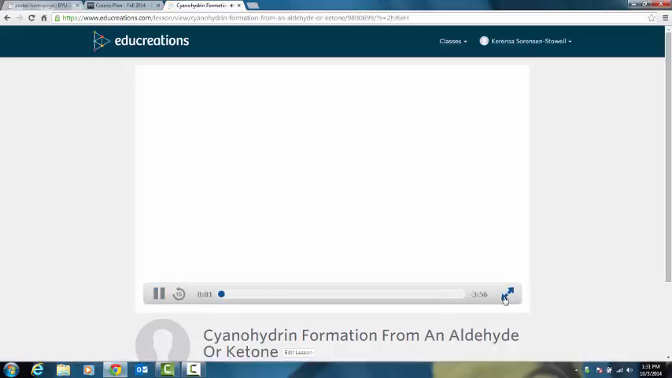We are going to look at the cyanohydrin formation from an aldehyde or a ketone. This is almost exactly the same mechanism as the base catalyzed hydration of an aldehyde or ketone. The only difference here is the base. That's it. Everything else about this mechanism is exactly the same.